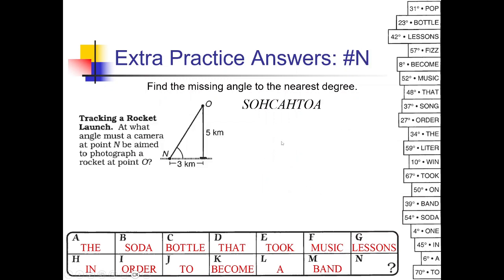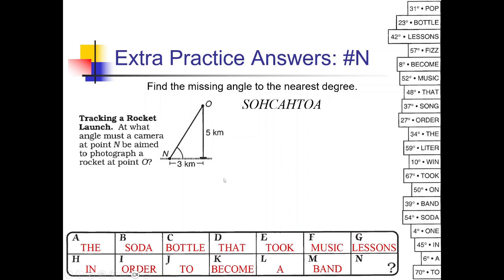And so we finally come to the last problem, problem N. So now we're tracking a rocket launch. We want to know the angle that a camera at point N has to be aimed to photograph a rocket here at point O. And we're shown that we have a 3-kilometer distance between the camera and the point from which the rocket took off. And we also know the rocket has gone 5 kilometers into the air since that time, which I'm sure they have all sorts of instruments that can measure this stuff.